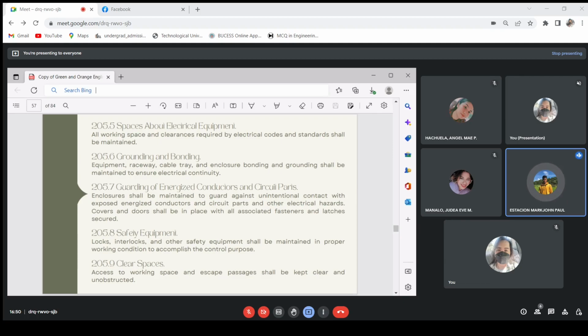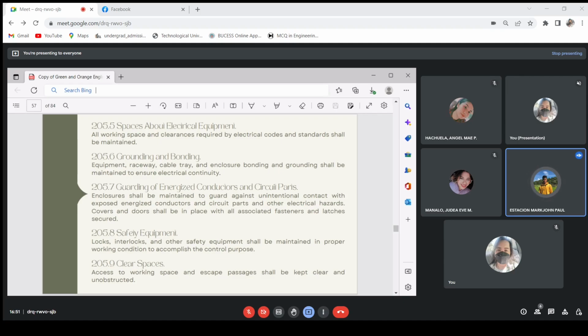205.7 guarding energized conductors and circuit parts. Enclosure shall be maintained to guard against unintentional contact, exposed energized conductors and circuit parts and other electrical hazards. Covers and doors shall be placed in all associated fasteners and latches secured. Dito naman to avoid the risk of accidental shock, like live electrical components operating at 50 volts or more must be guarded with covers or other permanent barriers to prevent an accidental contact by workers and their tools.